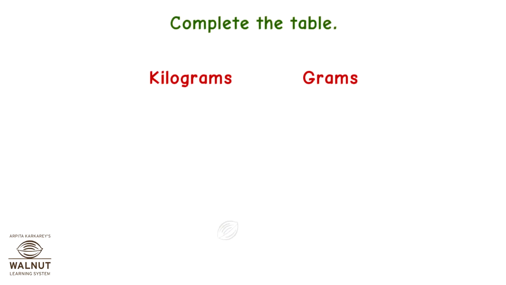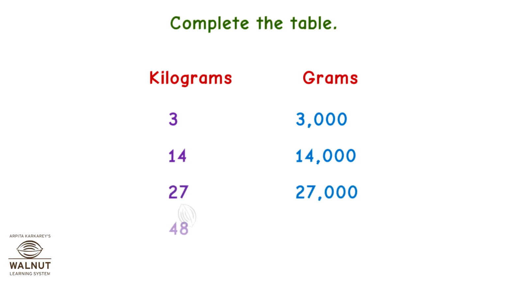Complete the table. 3 kg is equal to 3,000 g. 14 kg is equal to 14,000 g. 27 kg is equal to 27,000 g. 48 kg is equal to 48,000 g.